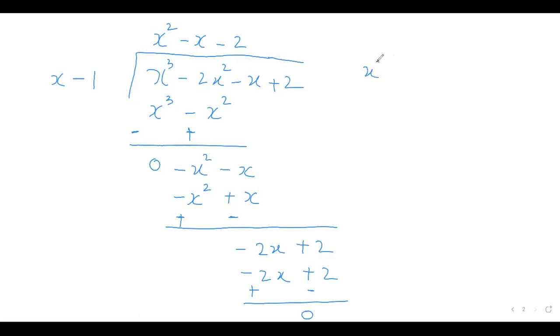So if you look at the quotient, it is x square minus x minus 2. So when you do the splitting of middle term, a into b here is minus 2 and a plus b is equal to minus 1.